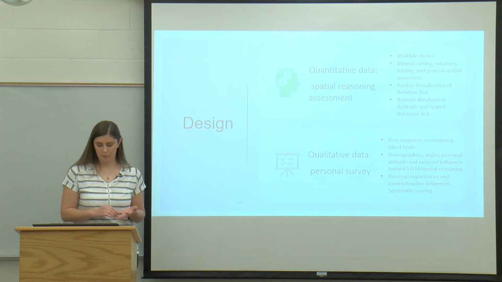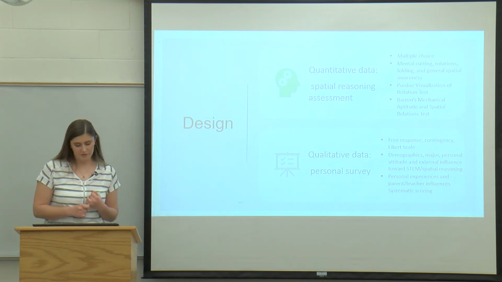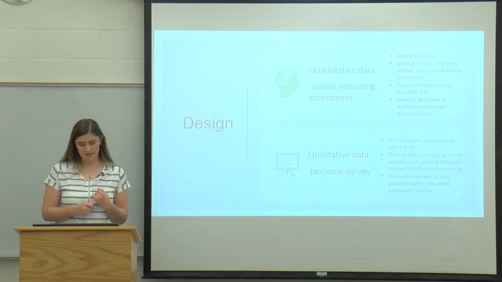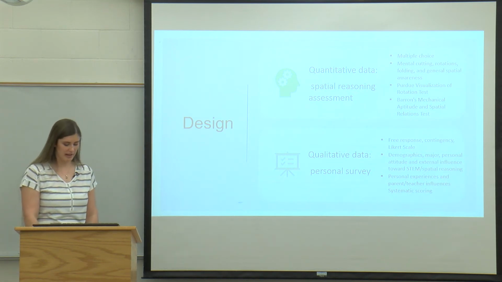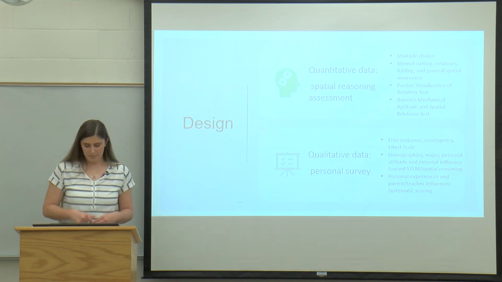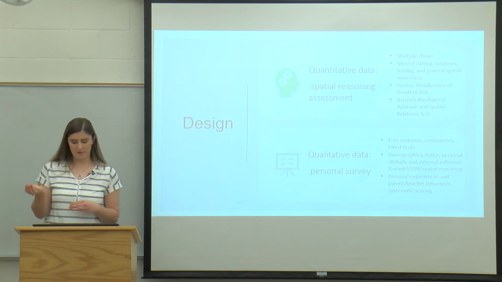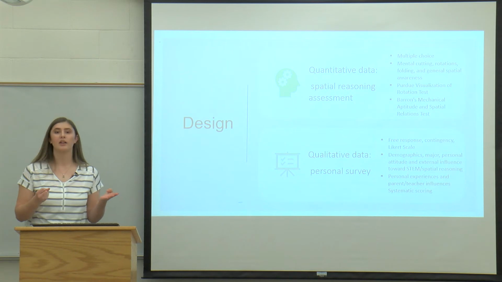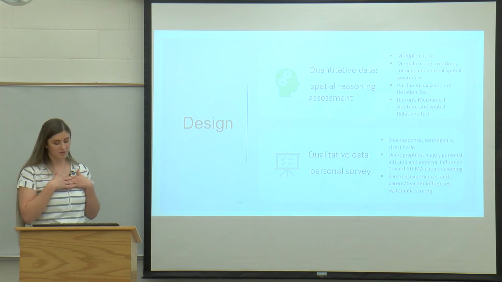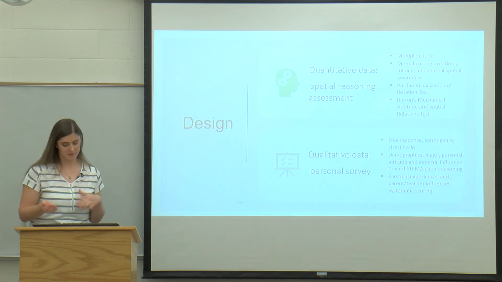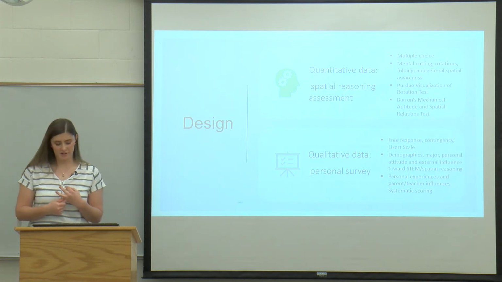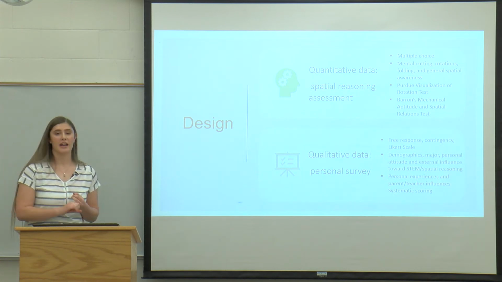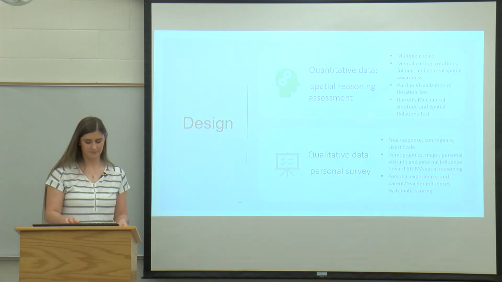Questions were pulled from well-known spatial reasoning test resources of the Purdue Visualization of Rotation Test and Barron's Mechanical Aptitude and Spatial Relations Test. Based on whether subjects answered questions correctly or wrong, I recorded total scores and subsection scores. The personal survey qualitatively measured personal attitude and external influence.